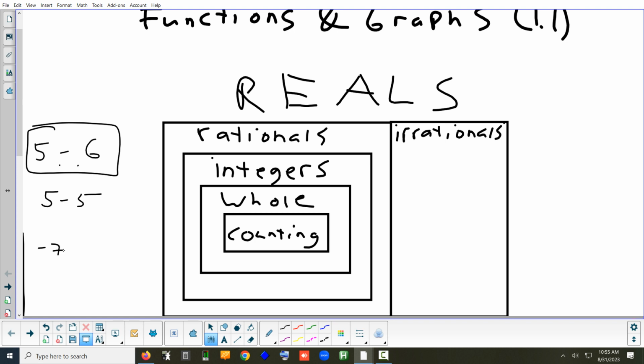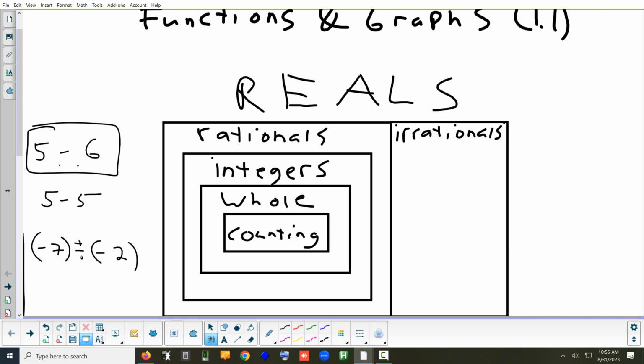Lily, can you give me another integer? -2. And I could take those two numbers. I can add them. I could subtract them. Or I could multiply them. And the answer would always be an integer. -7 plus -2, -9. Yep, that's an integer. -7 minus -2, -5. That's an integer. -7 times -2, 14. Yep, 14 is an integer.